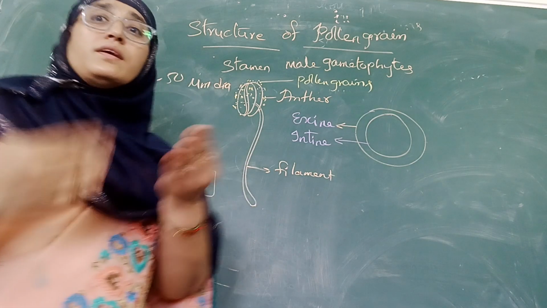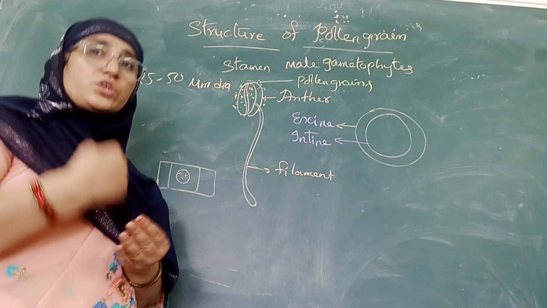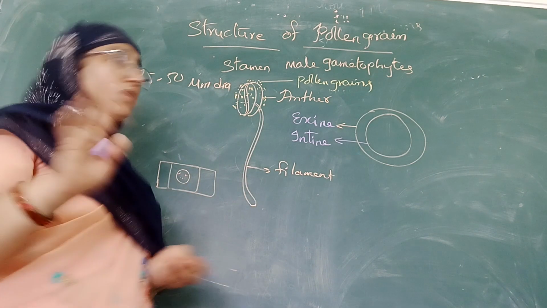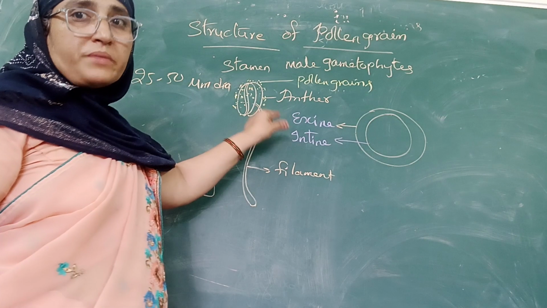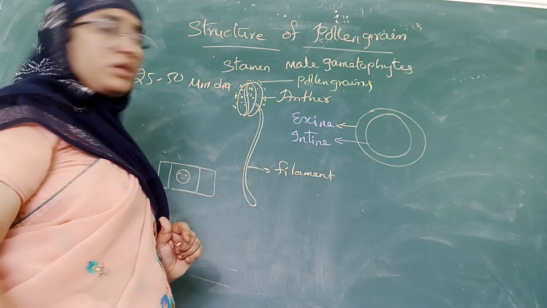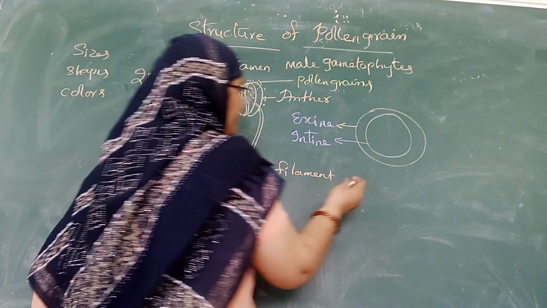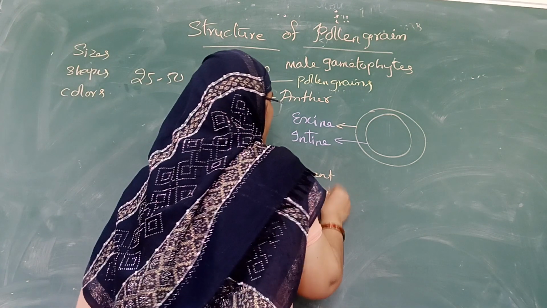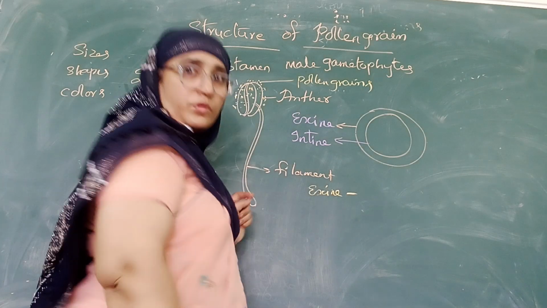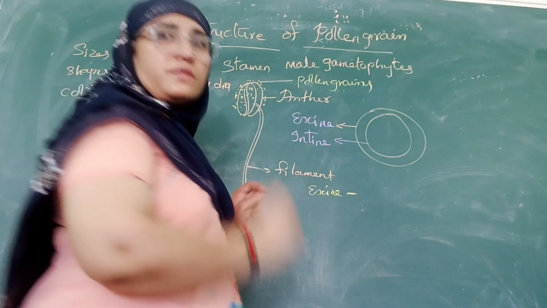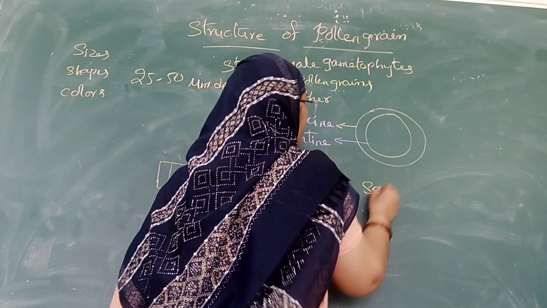Now let's learn about the nature and function of the exine and the intine. How are they formed? What material are they formed of? Exine is the outermost layer of the pollen grain, and it is made of sporopollenin.